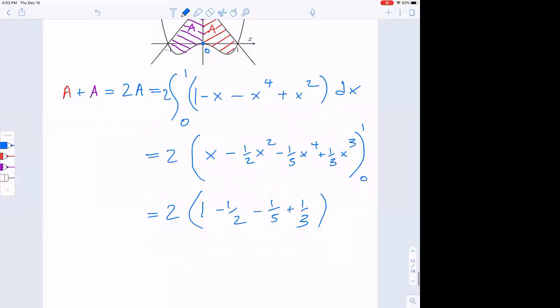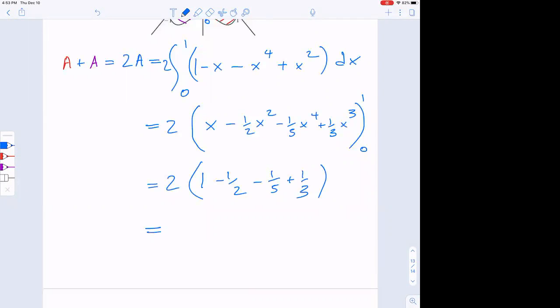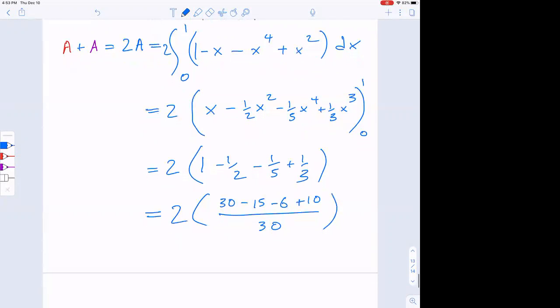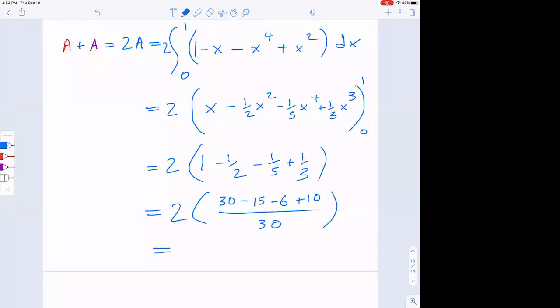Okay, so that can be now simplified to a number. I'll just leave the 2 out here. And 30 looks like my common denominator. Multiply everything, your top and bottom, to get it up to 30. So I got 30, and then minus 15. And then for the 5, I multiplied by 6, so minus 6. And then for the 3, I would multiply by 10, so plus 10. And this all boils down to 19 over 15.